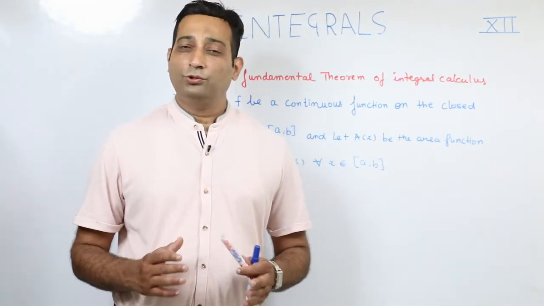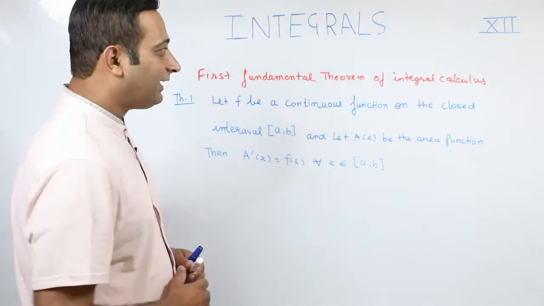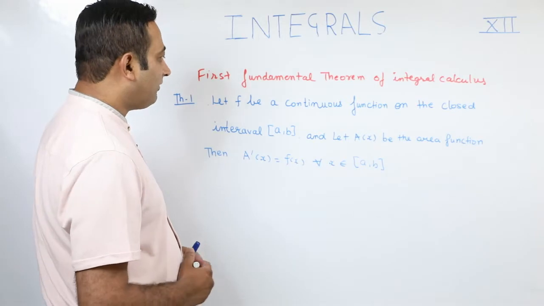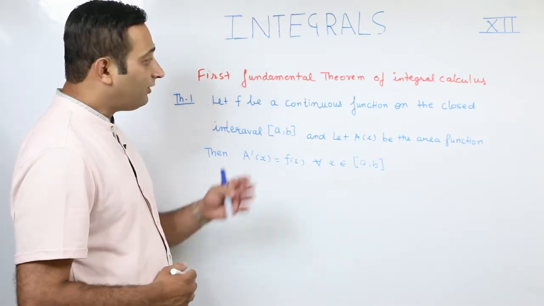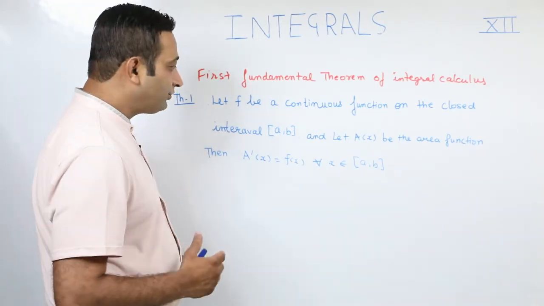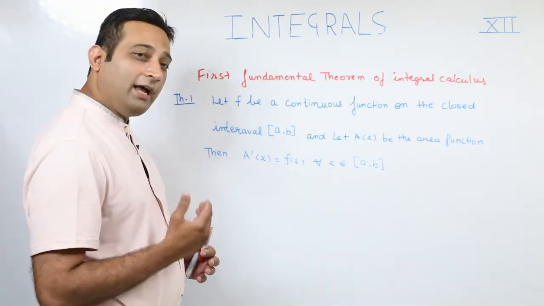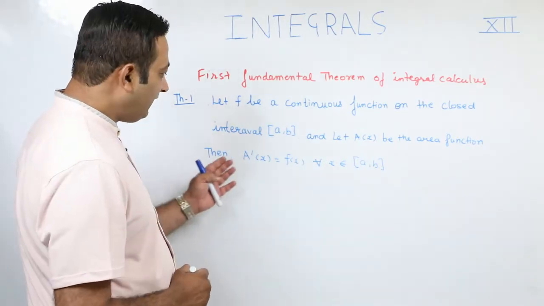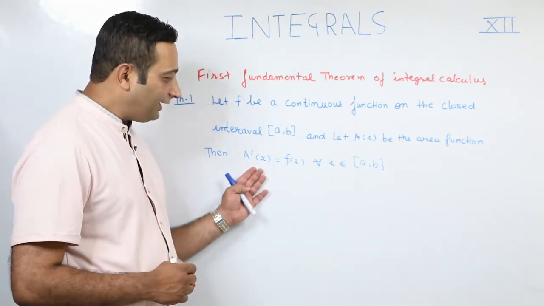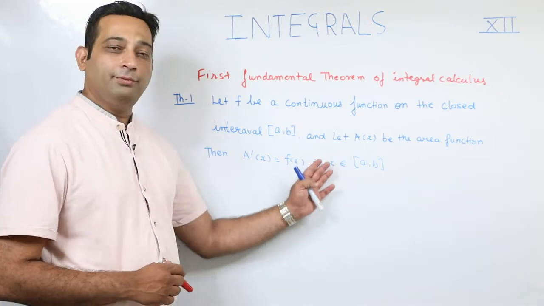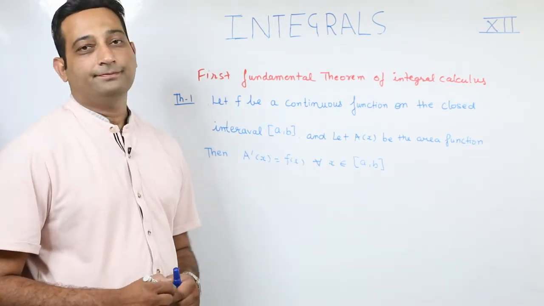Dear students, there are two fundamental theorems for integral calculus. First fundamental theorem of integral calculus states that let f be a continuous function on the closed interval a to b and let A of x be the area function. Then derivative of A of x, that is A dash x, is equal to f of x for all x belongs to a to b.